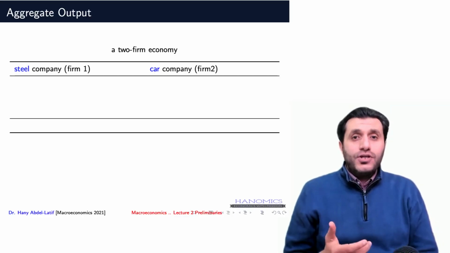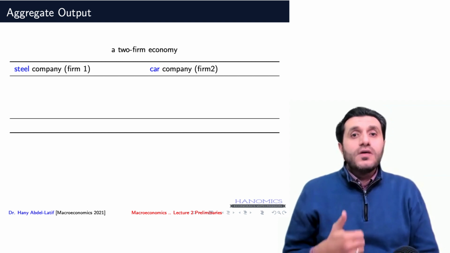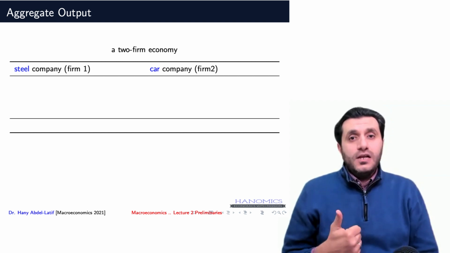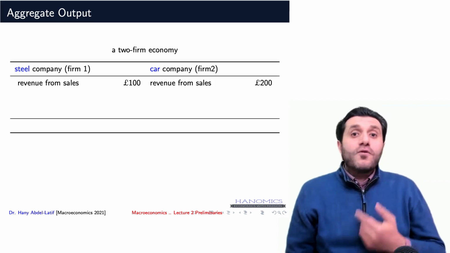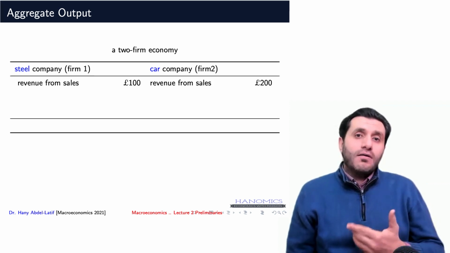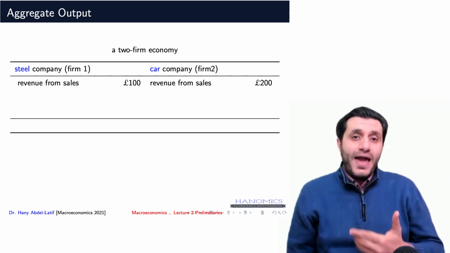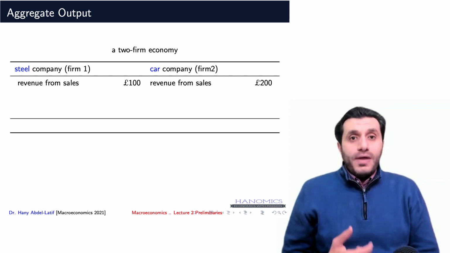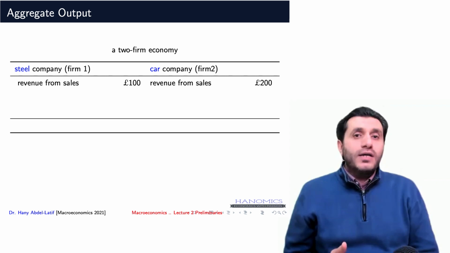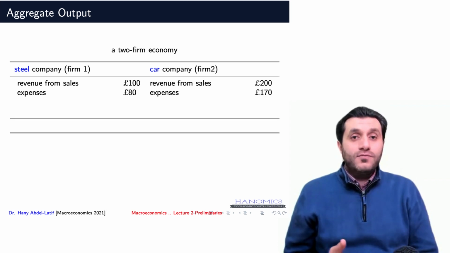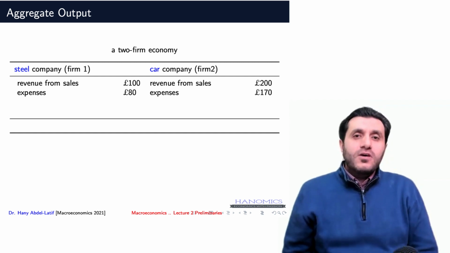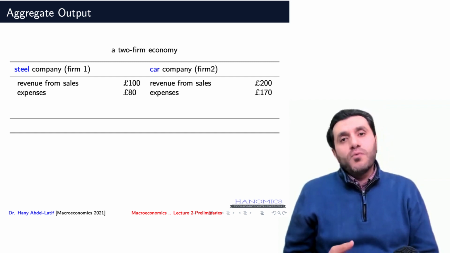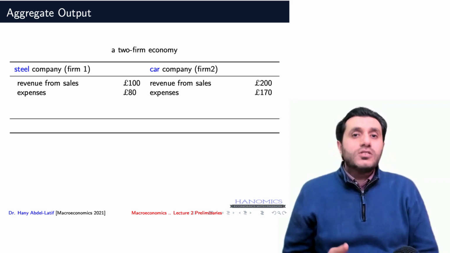Assume there is a country with only two firms. Firm 1 produces steel while Firm 2 produces cars. The sales from Firm 1 and Firm 2 are £100 and £200 respectively. To make steel and cars, Firm 1 spends £80 and Firm 2 spends £170. These figures represent the expenses of both firms on inputs such as raw material and labor.